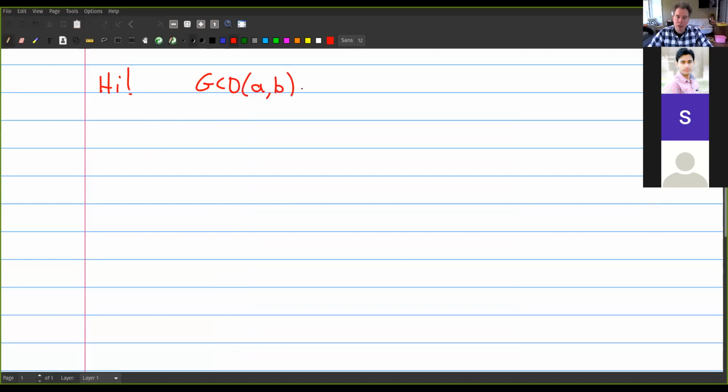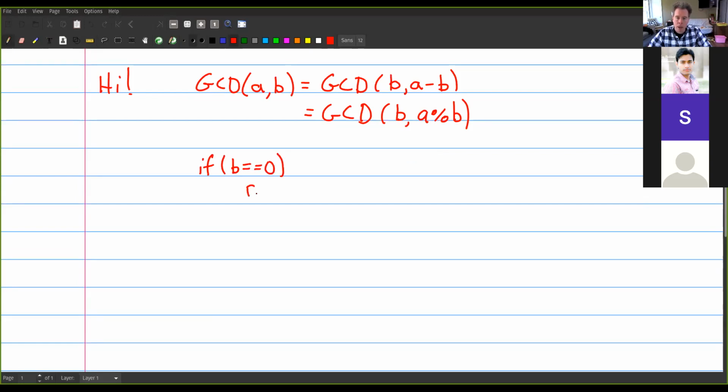So last time we talked about GCD, and we spent most of the time yesterday saying that GCD(A, B) is the same thing as GCD(B, A minus B), which is the same thing as GCD(B, A mod B). And this gives us a really fast way to compute GCD, and we actually did it as a Python program last time. How could you do it in C? You just say, if B is equal to 0, then return A.